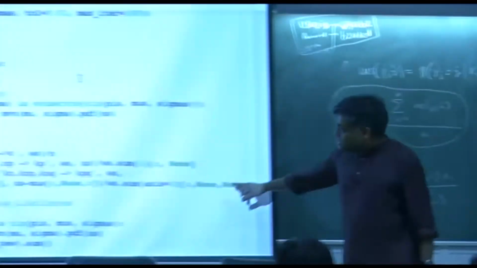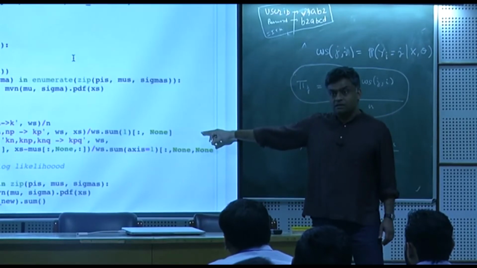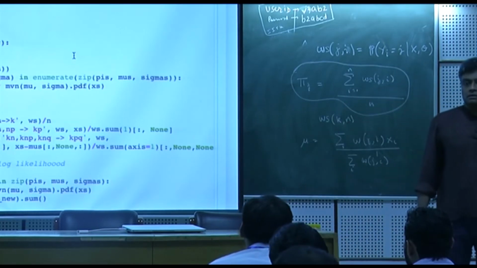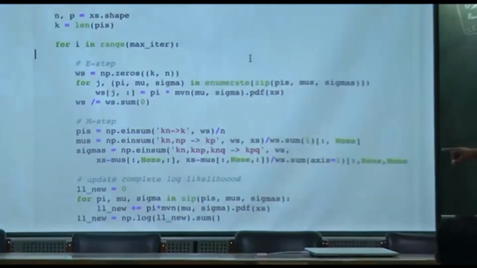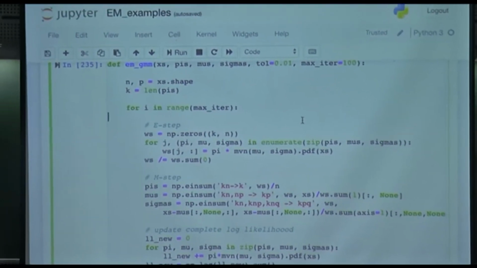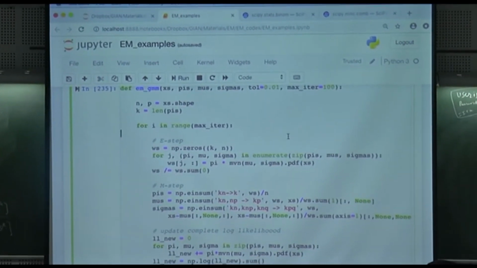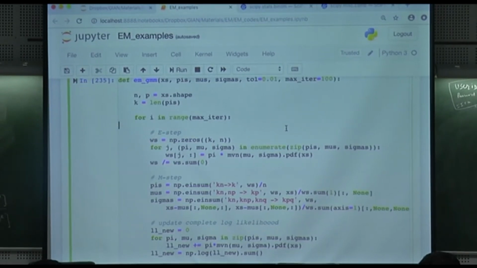Now, the reason we do this: I could have written a for loop for doing this very easily. Any idea why this is better than running a for loop? Why do I want to complicate my life by doing this as opposed to just writing a for loop? Have you guys used MATLAB? Yeah. So in MATLAB, one of the things that somebody must have told you is never use for loops. Why? Why don't you use for loops?